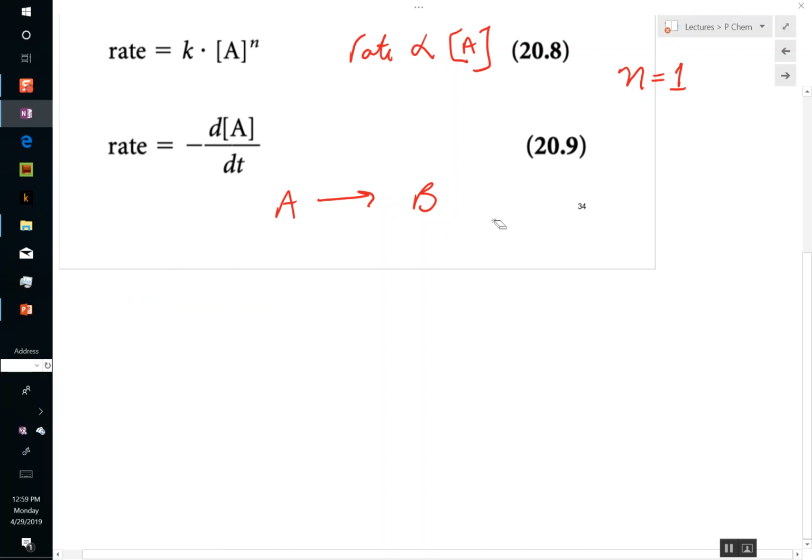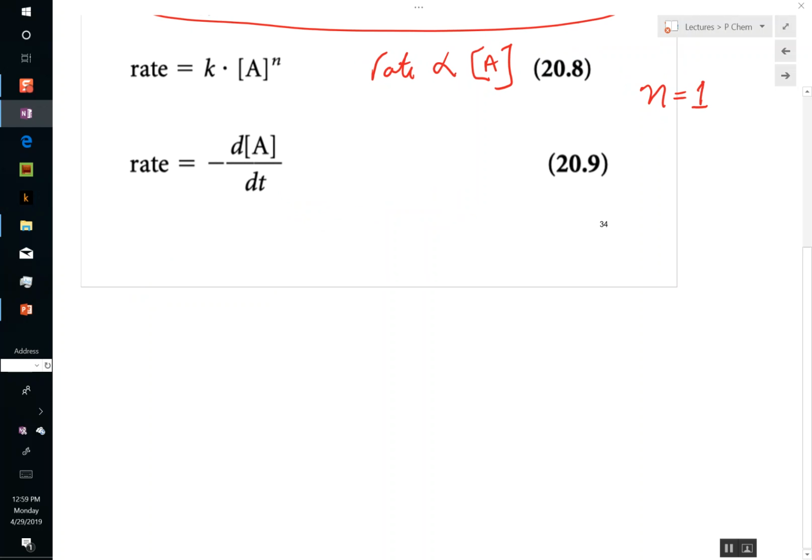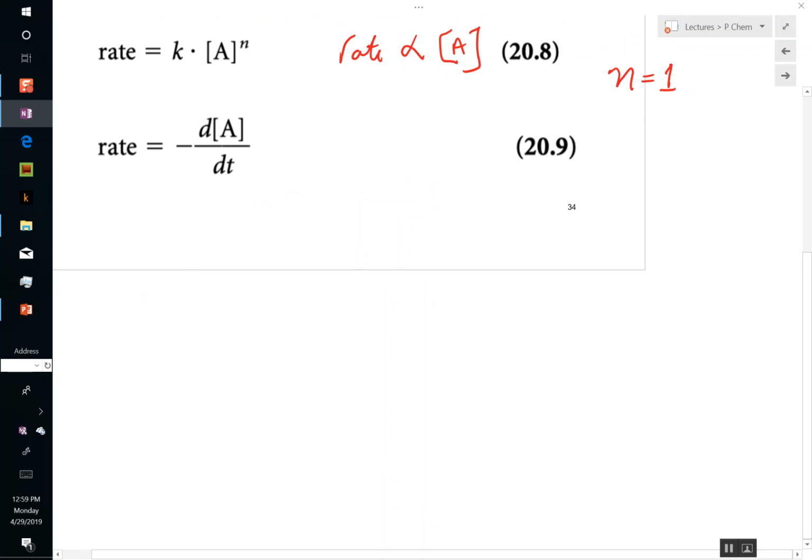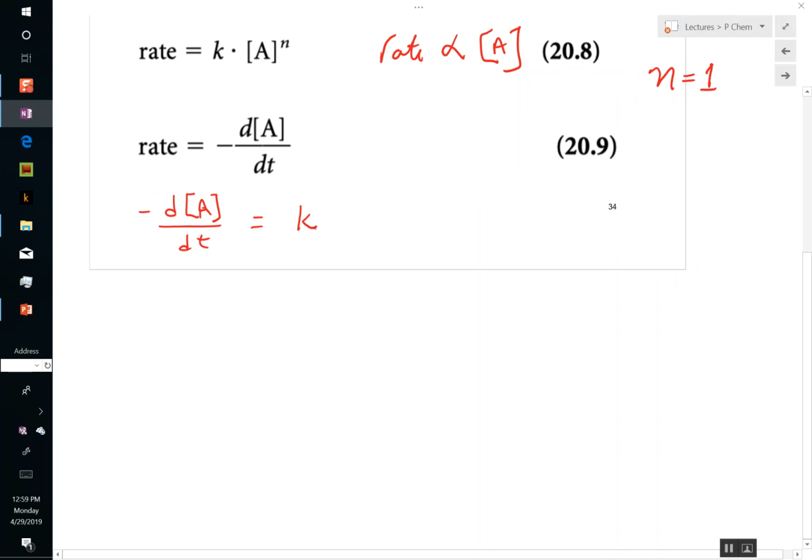Let me try to write this small enough so that we can see most all of it when we're done. We got those two starting equations. We got minus the change in the concentration of A with respect to time equals k times the concentration of A. And now remember, we're looking at it with n equals 1. It's a first order reaction.